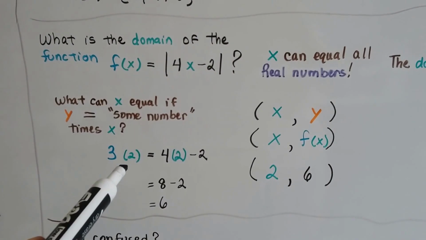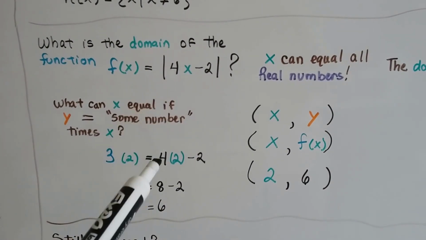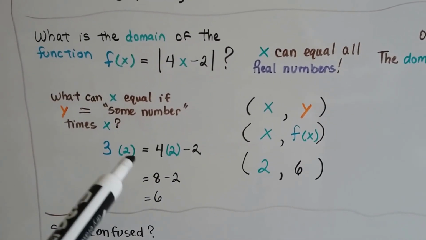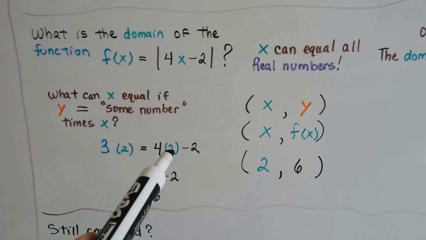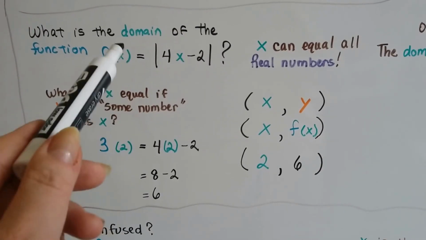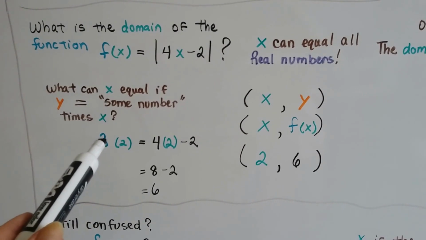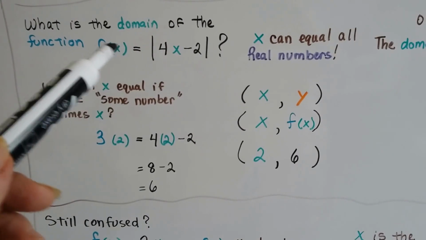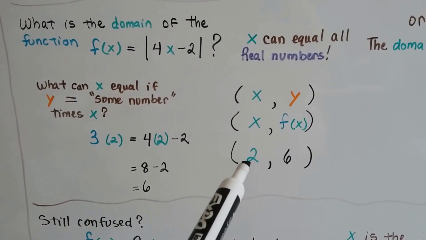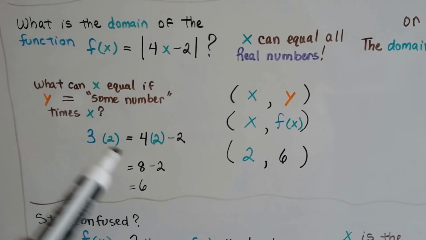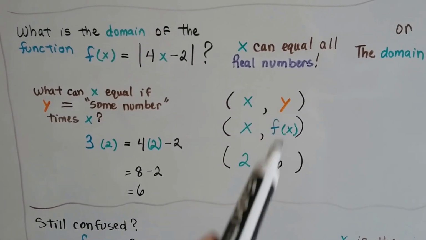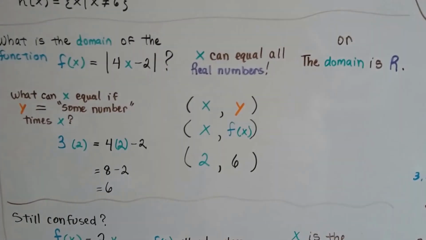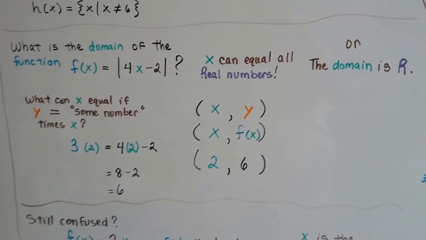Well, if we put a 2 in there and we say 4 times 2, well, that's 8 minus 2. That's a 6. So if x is a 2, which we put here, that means that x is a 2. See? So that means that's got to be a 3 to make 3 times 2 to make that 6, right? So the function of x is a 6. And our ordered pair is x is 2, function of x is 6, or y is 6. See? We could also say the domain is R, because x can equal all the real numbers.